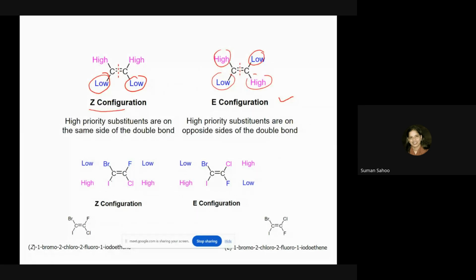So suppose you just see this one. In this case, you have to apply the CIP rule here as we applied in case of the RS configuration nomenclature. Here iodine has higher atomic number and bromine has lower atomic number. So this is our first priority, this is our second priority. And in this carbon atom, chlorine is our first priority and fluorine is second priority. So high priority groups are on the same side and low priority groups are on the same side. So in this case, this is Z. But when they are opposite, here this is priority 1, this is priority 1, this is priority 2, and this is priority 2. So they are on opposite sides, we call it the E configuration.